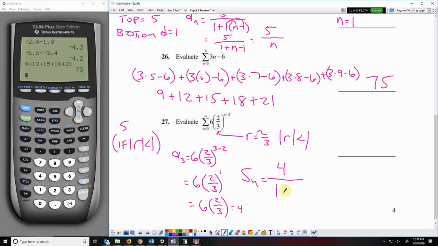And that goes over 1 minus r, which is 1 minus 2/3. So it's 4 over 1/3. The outer is 12, and that's 4 over 1, so the inner is 1. So the sum is 12.